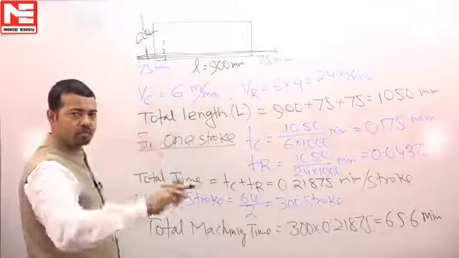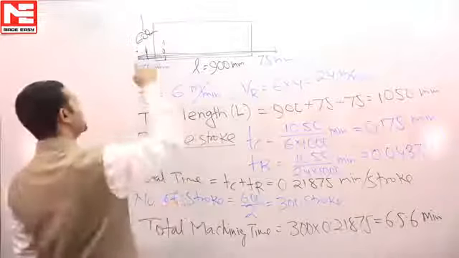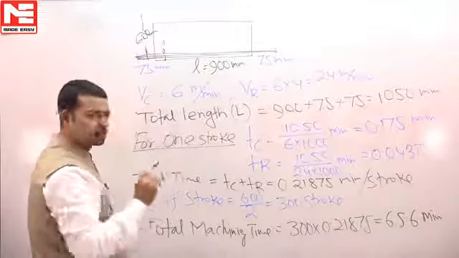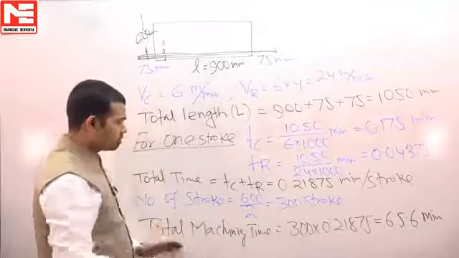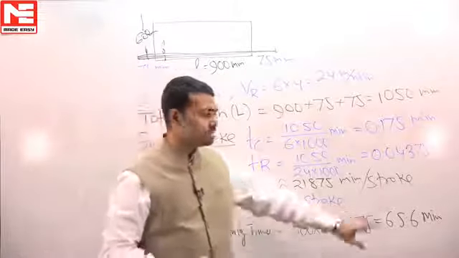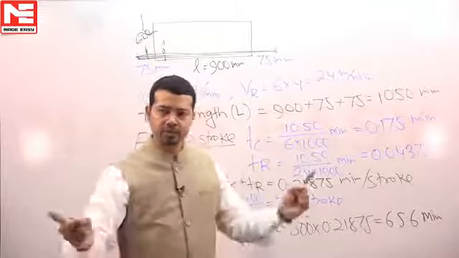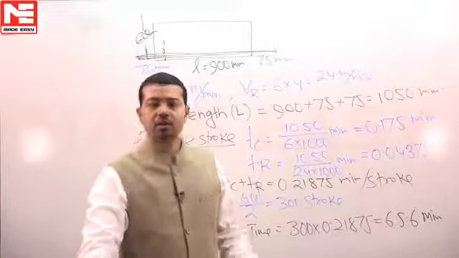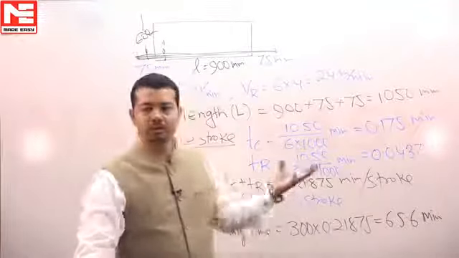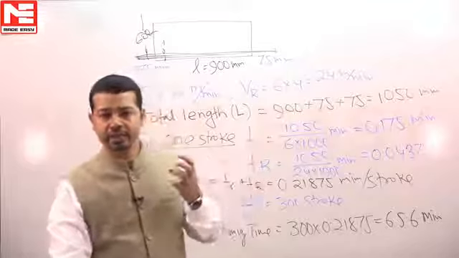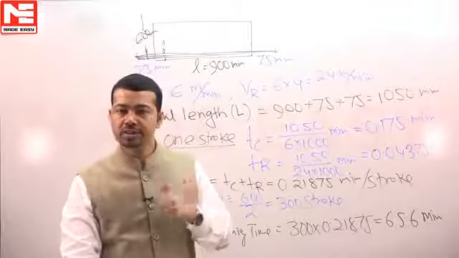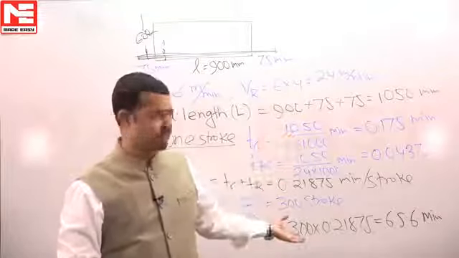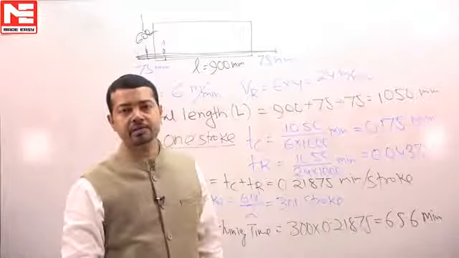But how many strokes do we need? 600 millimeter has to be cut, and each time we are cutting 2 millimeter. So, 300 strokes are required, and the machining time will be 300 into this 65.6. So, you may use the formula which is given in the question, in the solution, or we may use this method. Without using any formula, we can calculate the machining time. For both shaper and planer, this method is applicable. So, the answer will be 65.6 minutes.